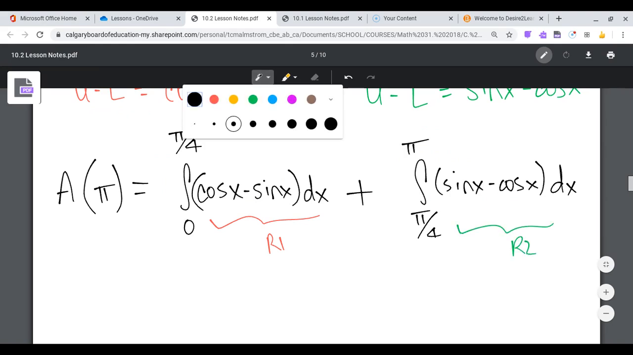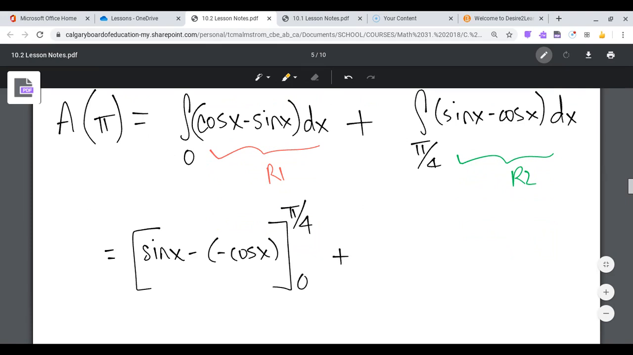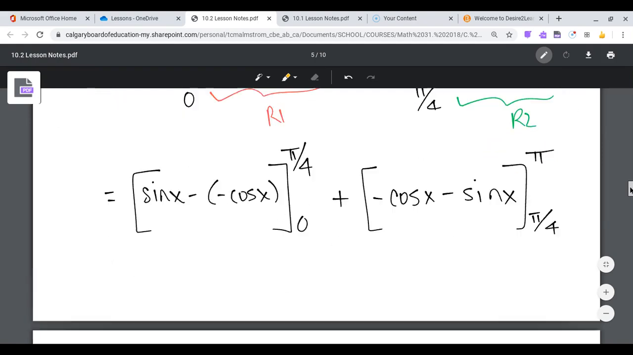Okay, so let's integrate. The antiderivative of cos is sine. And the antiderivative of sine is negative cos. So I'm subtracting a negative there. And I'm going to evaluate this one from 0 to pi on 4 and add it to the second region. So the antiderivative of sine is negative cos, subtract the antiderivative of cos, which is sine. And this one's evaluated from pi on 4 to pi. Now we're going to substitute in and see how our trig math goes.